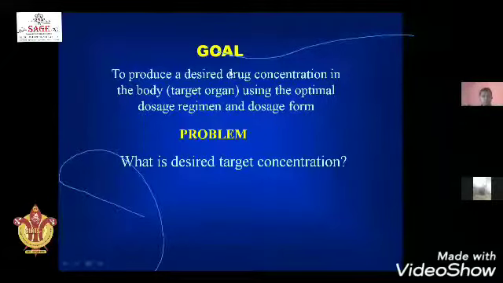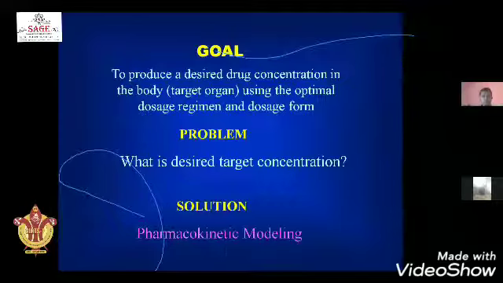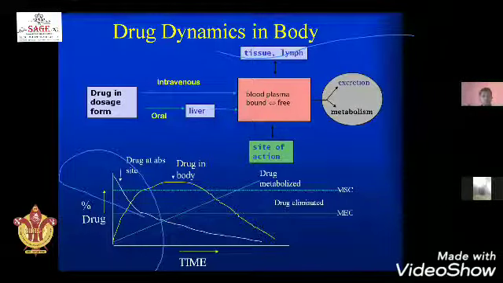Okay, so what is the desired drug concentration? That you have to find out. What will be the desired concentration? That will be determined by the different pharmacokinetic modeling, right? This is the drug dynamics in the body. Dynamics in the body means the movement of the drug in the body. That is the dynamics, right? So it is the drug dynamics in the body.